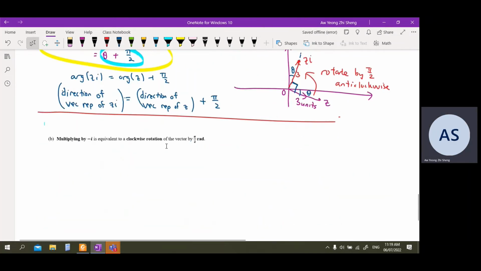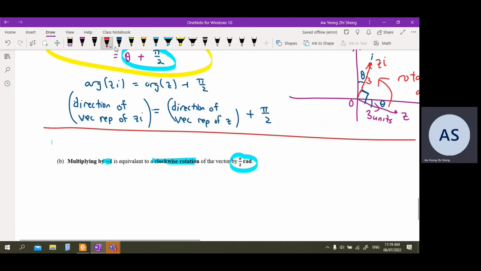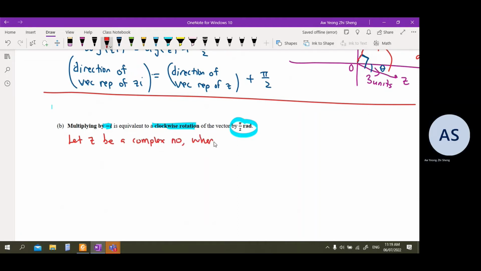Multiplying by negative i is equivalent to a clockwise rotation of the vector representation by pi over 2 radians. The way we explain this will be similar to point 2a just now. So if we let z be a complex number where modulus z is r and argument z is theta, then we're going to study what happens to the modulus and argument when z is multiplied by negative i.